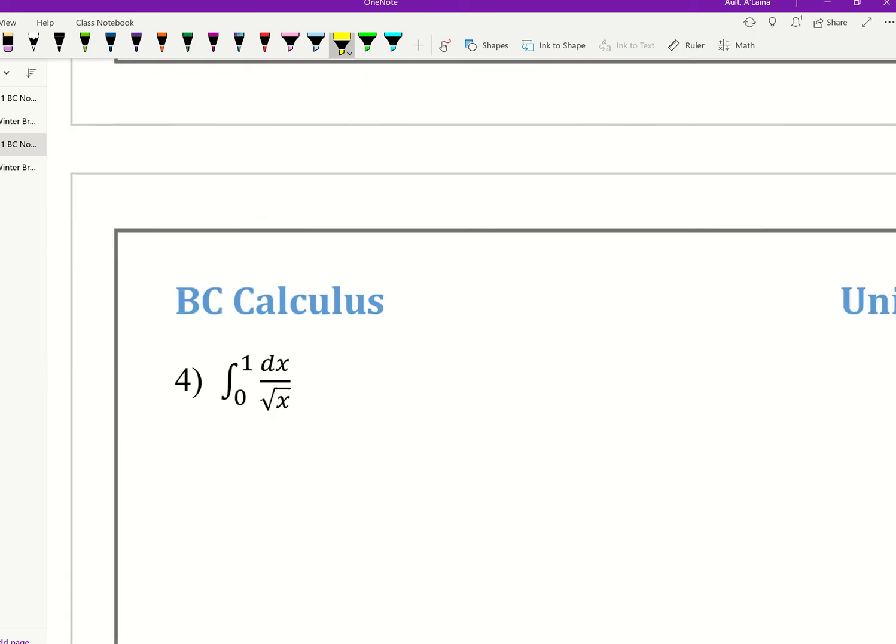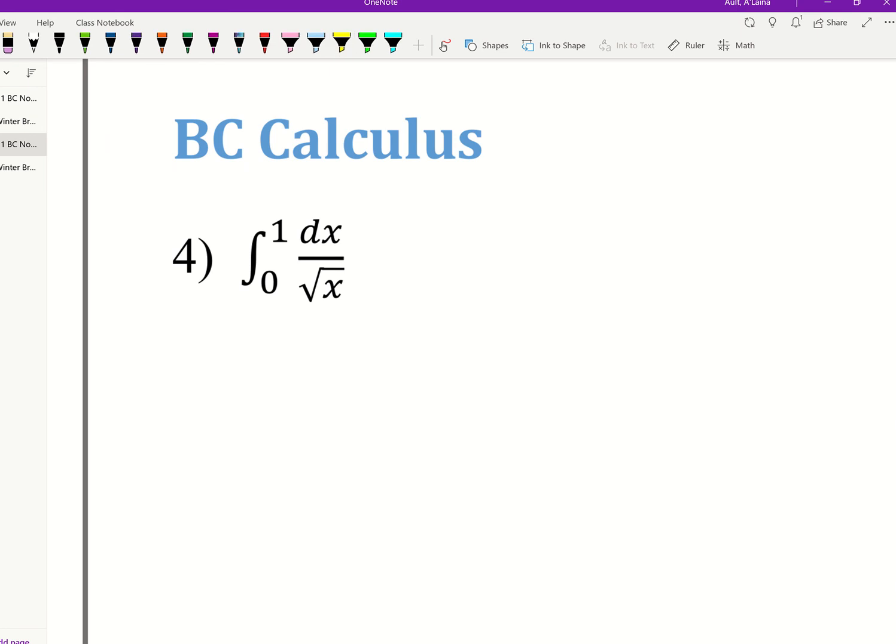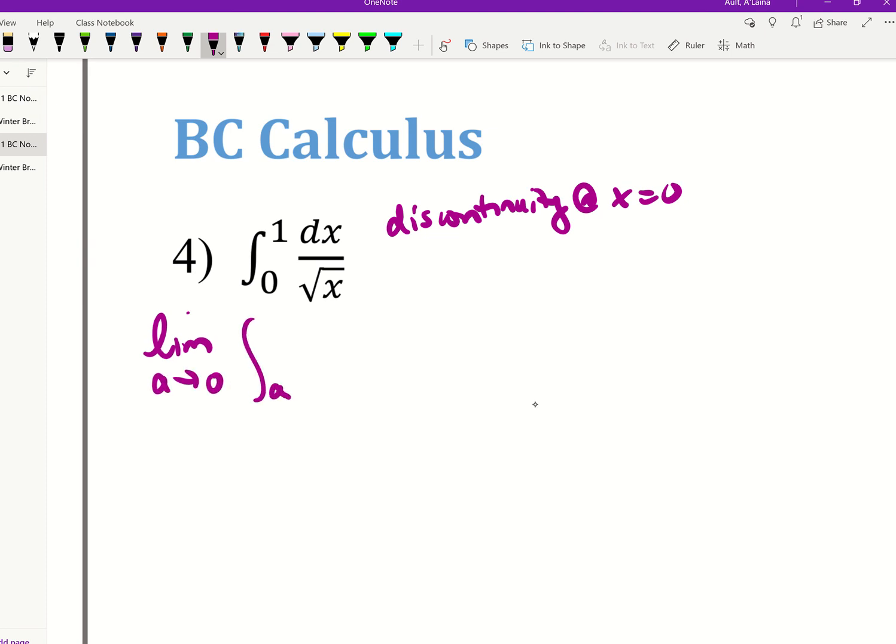All right, this next one also is one with a discontinuity. This discontinuity, however, is at an endpoint. So I don't need to split this, but I still need to notice that there's a discontinuity at 0. So although this doesn't have infinity, it still has a discontinuity in my integral. So I'm going to take the limit as a approaches 0 of the definite integral from a to 1 of x to the power of negative 1/2 dx. My goal is to use the power rule here, which is why I'm writing it this way.